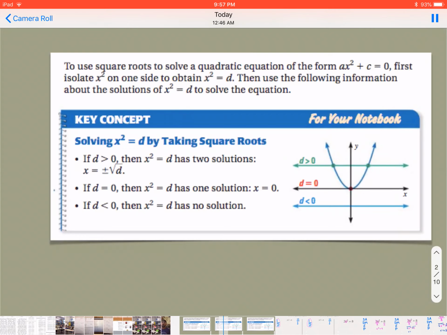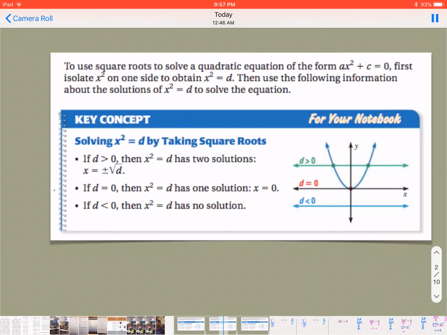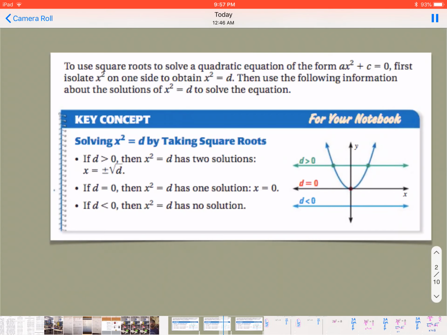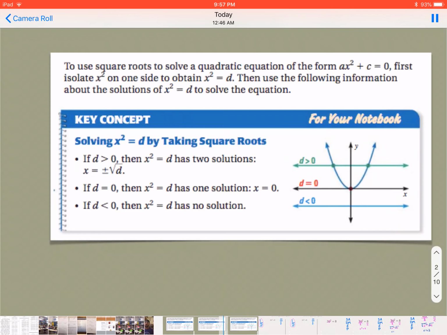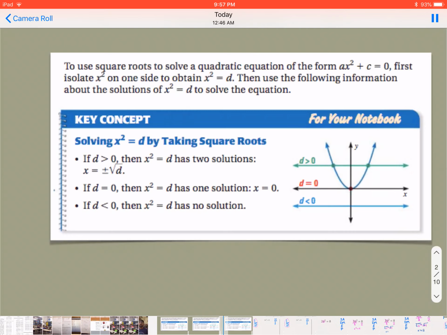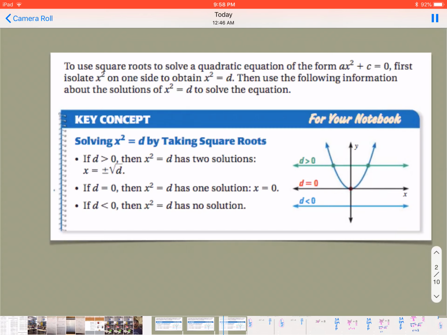I'm not going to take too much time on this slide quite yet, because I think it will make more sense once we start solving these. But this is a good little slide to come back to. It helps you decide when you will have one solution, when you will have no solutions, and when you will have 2 solutions. So look back at this after we do the rest of the notes and see if it makes a little more sense to you.